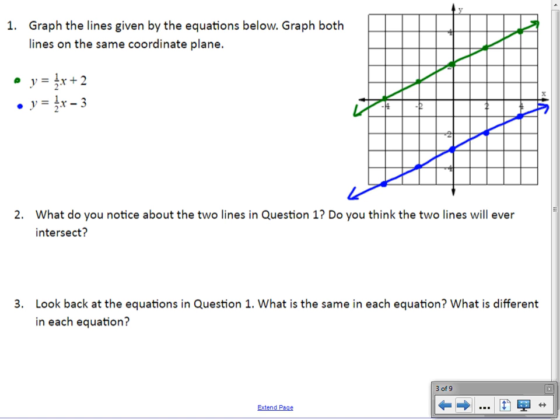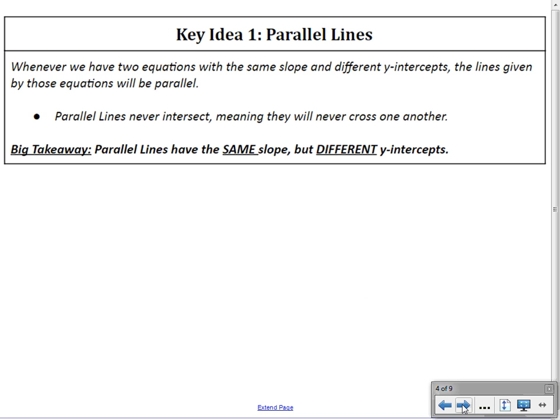Now, looking at the equation, let's see what might make that happen. In each equation, we have the same slope of 1/2. So they have different starting points or y-intercepts, but they have the same rate of change of 1/2. So if they start in different places, each time going up 1, right 2, they're never going to cross. In our equation, we can tell if two lines are going to be parallel by looking at those slopes. If we have two equations where they have the same slope but different y-intercepts, then we can say those two lines are parallel. So that's our first key idea here.